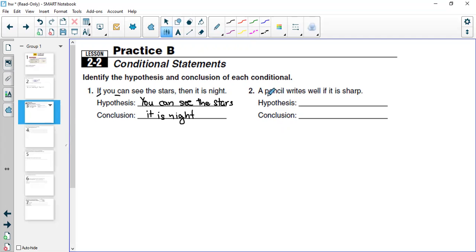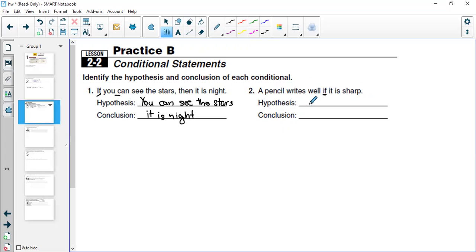And look at question number 2. A pencil writes well if it is sharp. So the word if is in between here, in the middle. So which is going to be the hypothesis? Definitely your hypothesis is going to be this because always the hypothesis follows the word if. So it is sharp, but what's the sentence talking about?